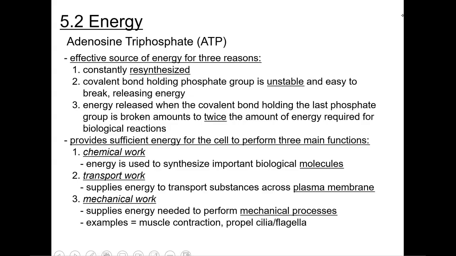So, effective sources of energy for 3 reasons. With this ATP, it's constantly resynthesized, so it's constantly being rebuilt from ADP to ATP. It's covalently bonded, holding the phosphate group, so it's unstable and easy to break. And when it breaks, it releases that 7.3 kilocalories of energy, which really helps that cell perform whatever function it needs. And the energy is released when the covalent bond holding the last phosphate group is broken. It amounts to twice the amount of energy that's required for those reactions. It really helps those reactions out a lot, gives them lots of energy.